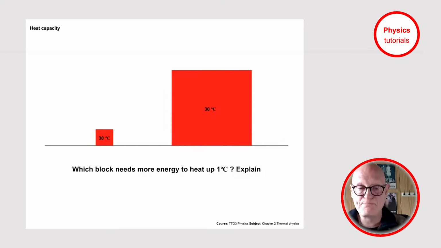Let's see. The bigger block, because there are more molecules in this block. So this block needs more heat energy to heat up 1 degree Celsius compared to the small block.